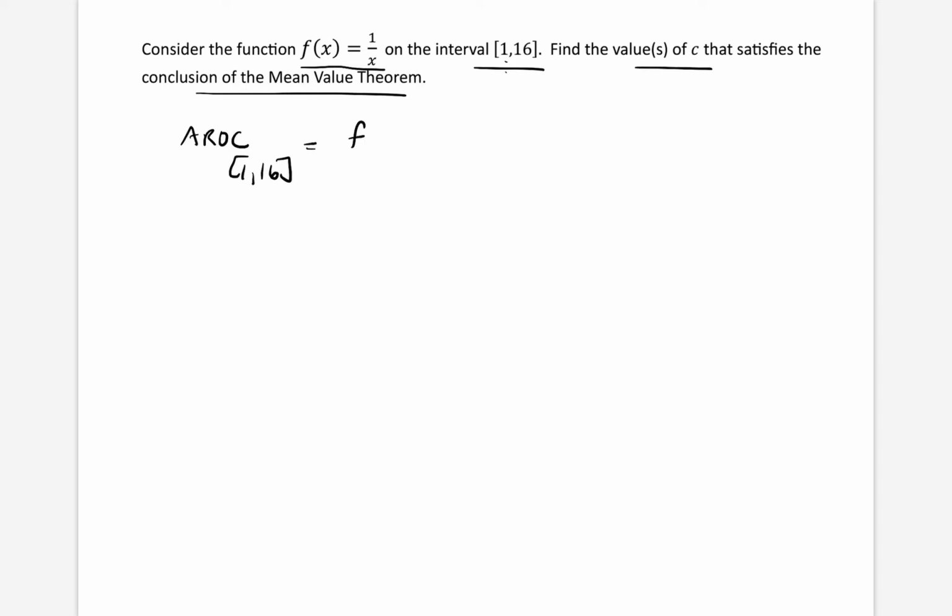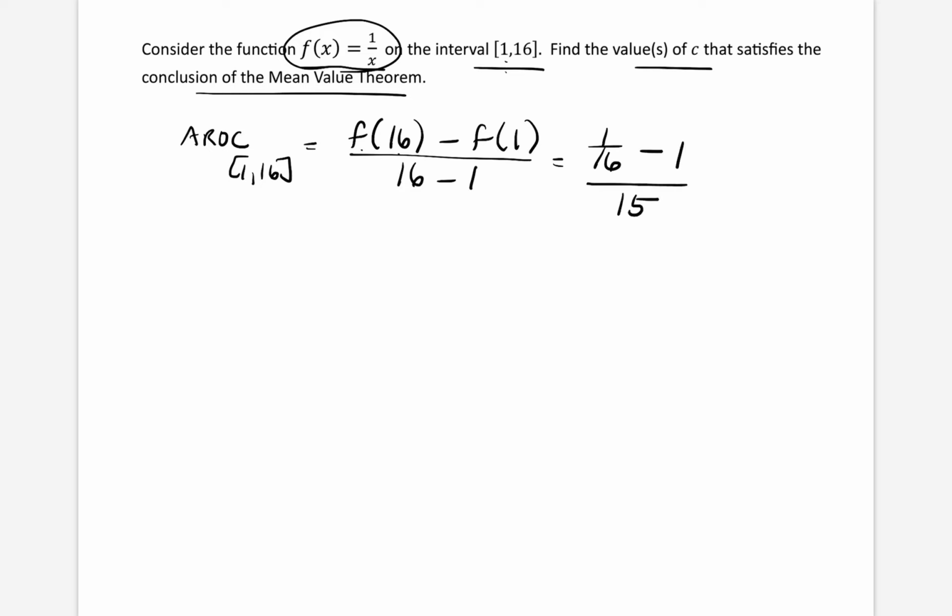Well, that's going to be our function evaluated at 16 minus our function evaluated at 1, all over 16 minus 1. So that's going to be what? Well, what is our function evaluated at 16? Well, if f of x equals 1 over x, then f of 16 is going to be 1 over 16. And then we're going to subtract f of 1, which is just 1. We have all of that divided by 15. So that average rate of change is going to be negative 15 over 16 divided by 15, which is just going to be negative 1 over 16.